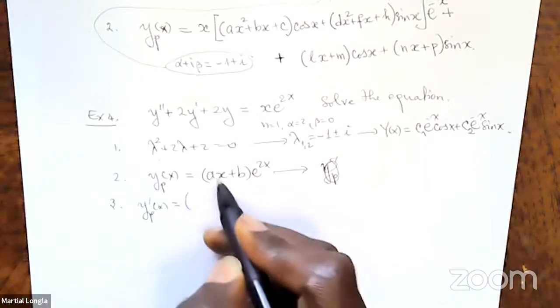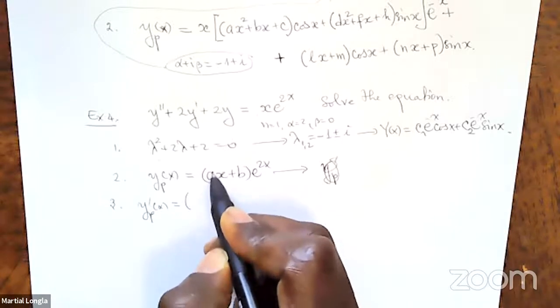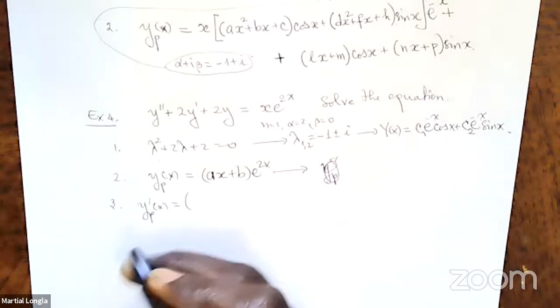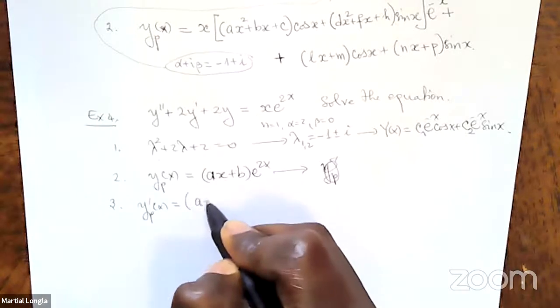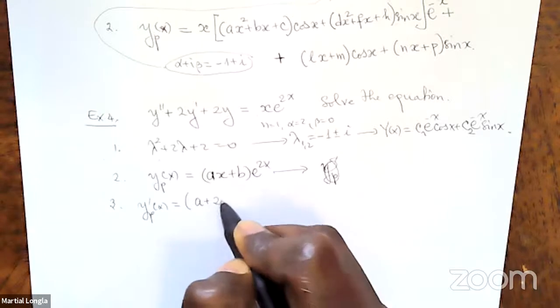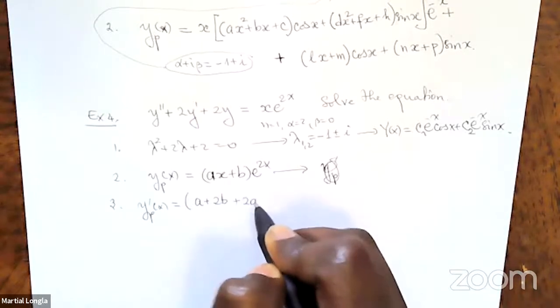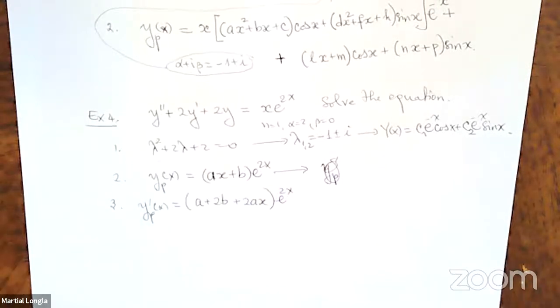So it would be alpha times e to the 2. Wouldn't you have to do it by parts? That's a, I meant a. So it would be a e to the 2x plus 2ax e to the 2x plus 2b e to the 2x. That's it.